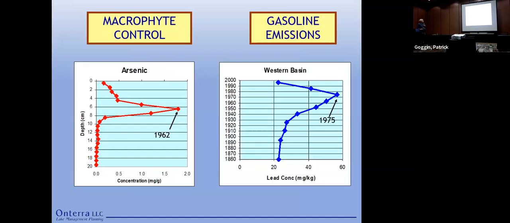And also on all lakes, we can look for stable lead. Now this is different than the lead 210. The stable lead was used as an additive in gasoline up until the mid 1970s. So this should also be another way to check the dating.